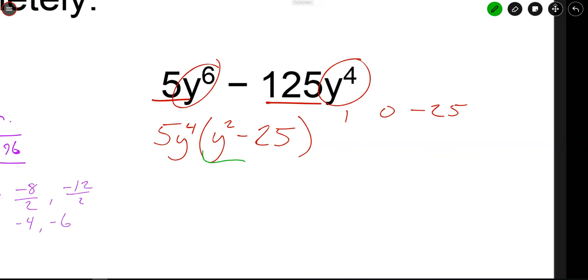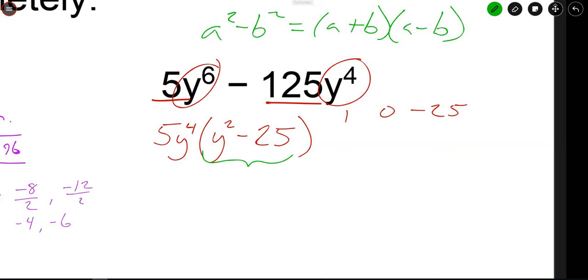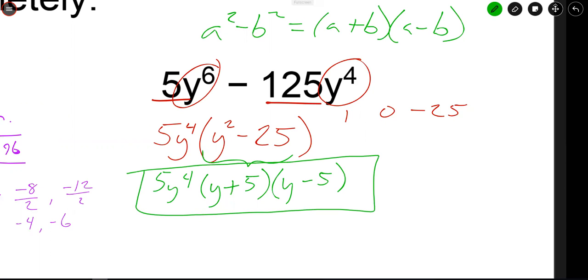if you happen to notice this here is a difference of squares in the form a squared minus b squared, which I can rewrite as a plus b times a minus b. So if I see that, that means I can factor this y squared minus 25 into two pieces. The first piece is going to be y plus 5, and the second piece is going to be y minus 5, or vice versa, whatever order you want. And then I'm going to bring down the 5y to the 4th. And again, I am fully factored.